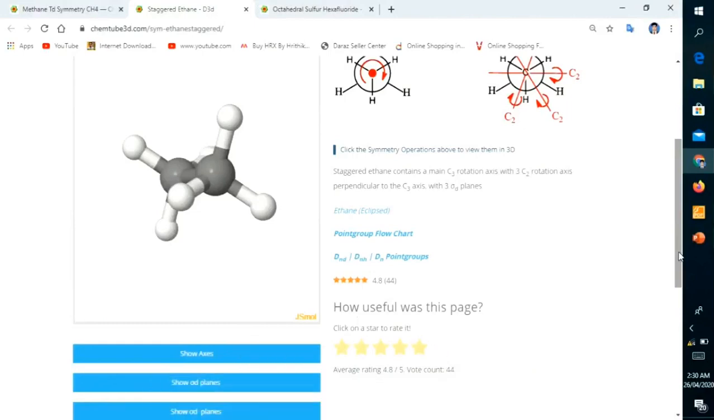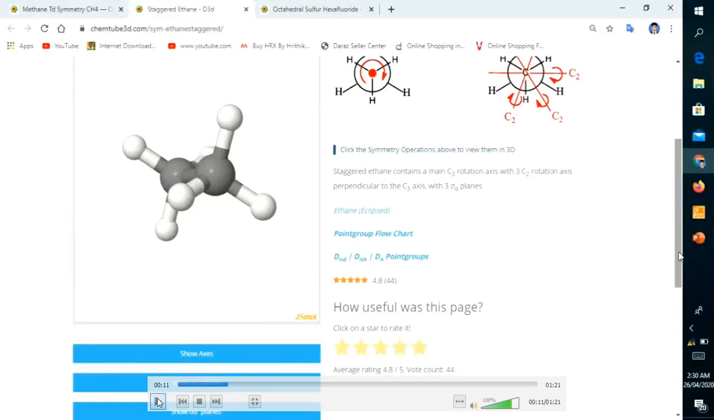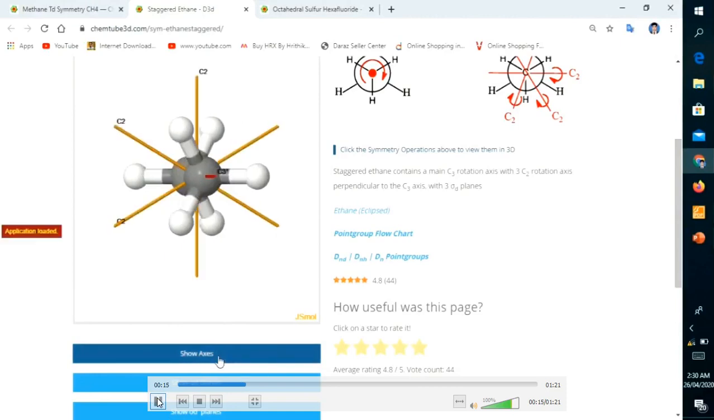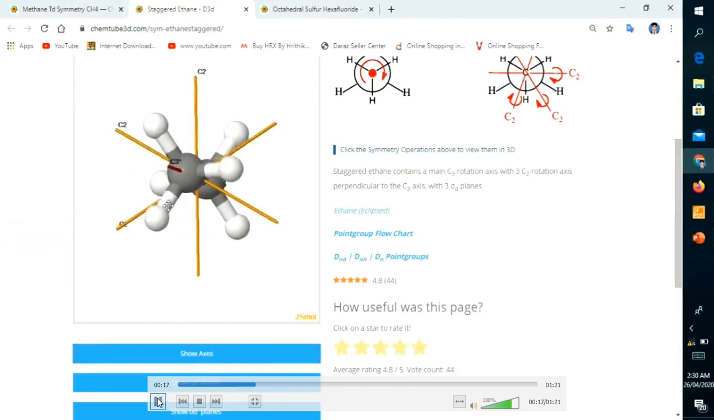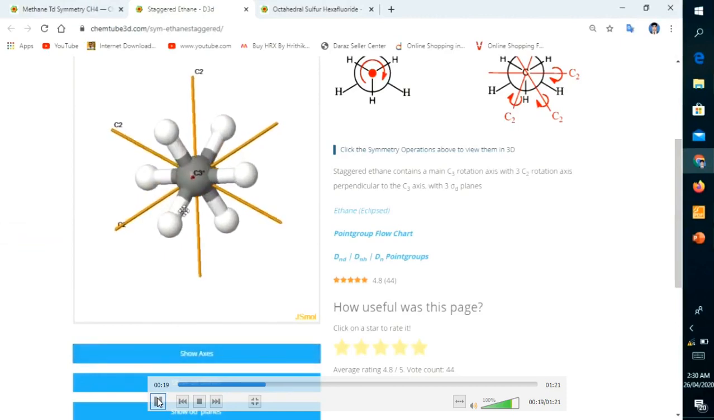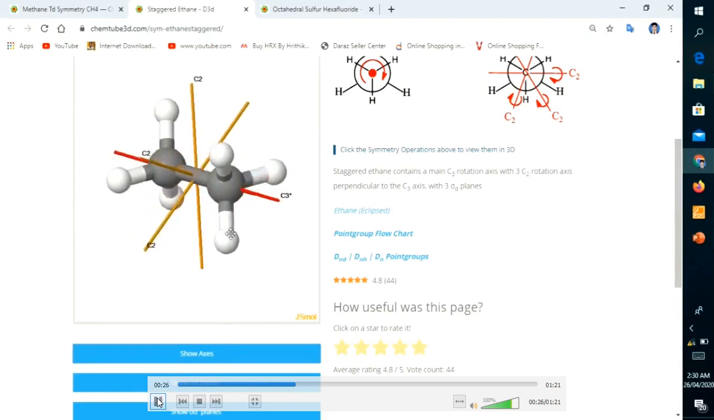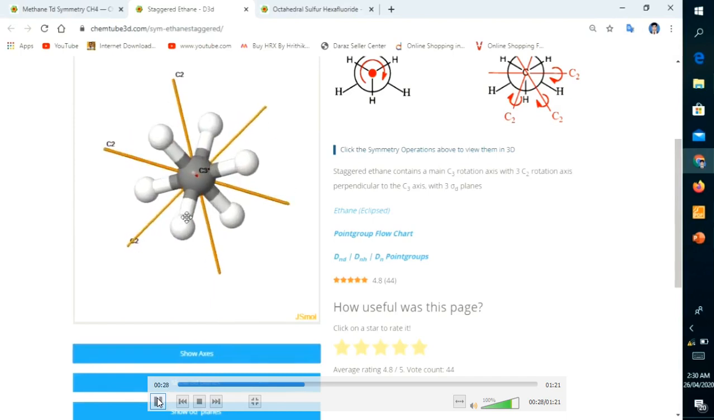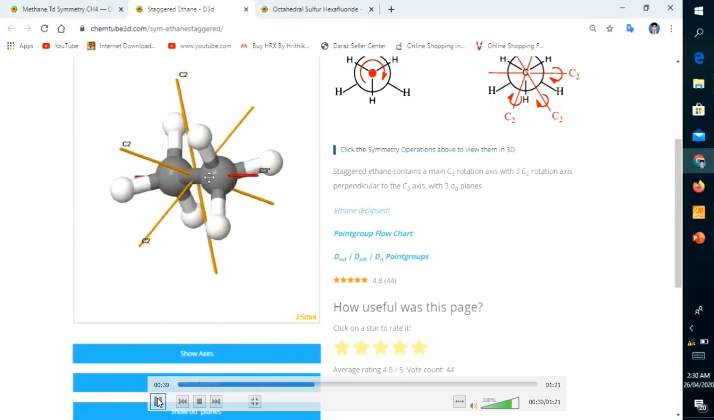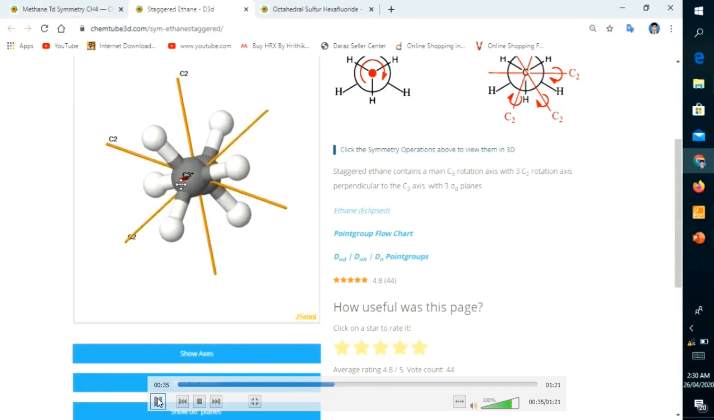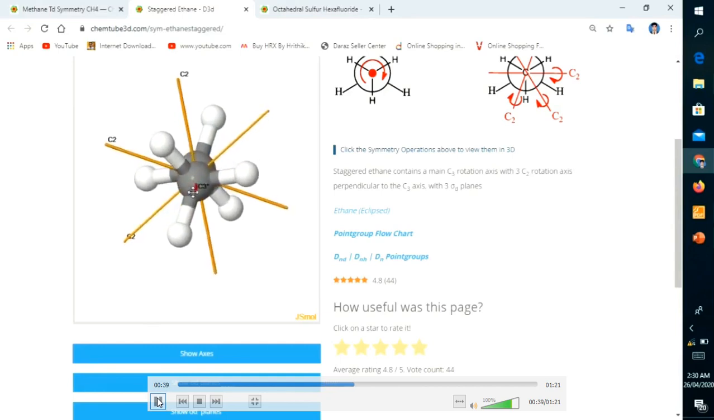This is a 3D diagram of staggered ethane, and the C2 operation and C3 operation are shown here. The yellow lines are the axes of rotation of C2 and the red line is the axis of rotation of C3.